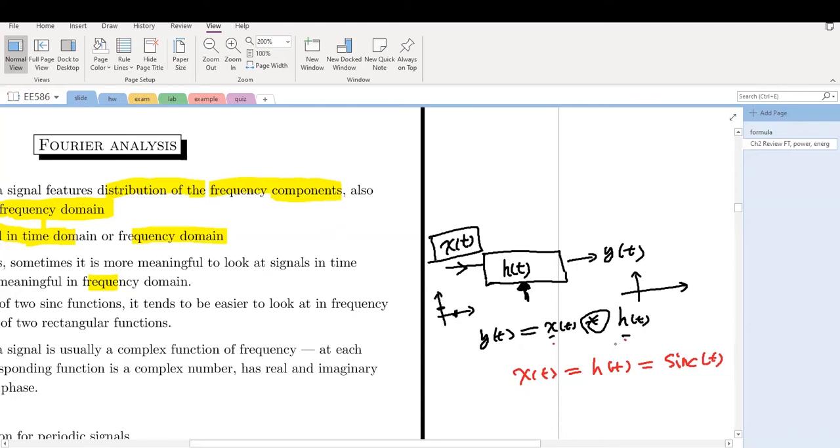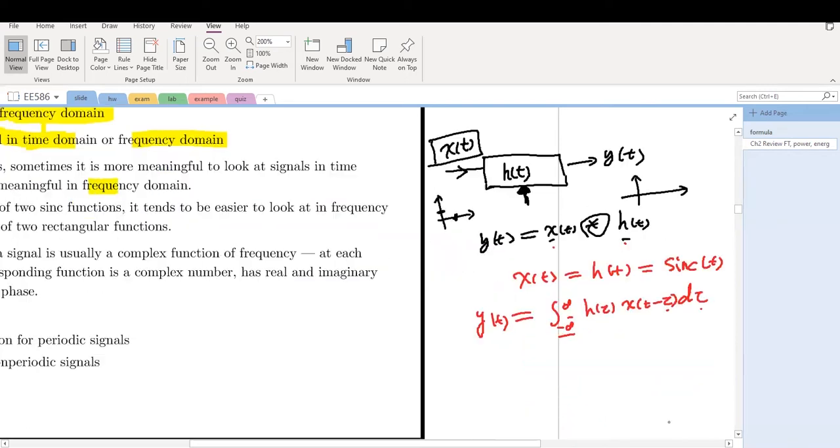To calculate the convolution in time, you need to do the integral from minus infinity to infinity of h of tau and x of t minus tau, with respect to tau, and then you obtain a function of time, that's y of t. But this integral is not easy to do in time.